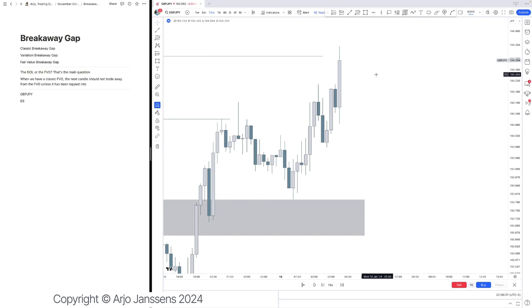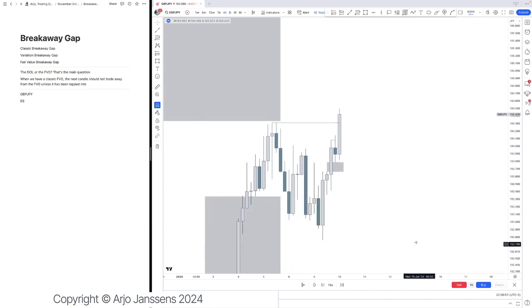It's going to be so amazing for you, because you can understand when we want to trade back into fair value gaps, when we don't want to trade back into fair value gaps. It will do a lot for you. It will be amazing for your overall understanding as well. So this is where we also had a variation breakaway gap right there, which is very important to understand.